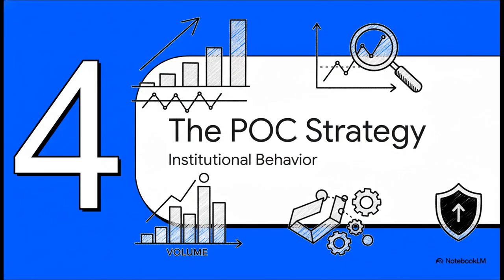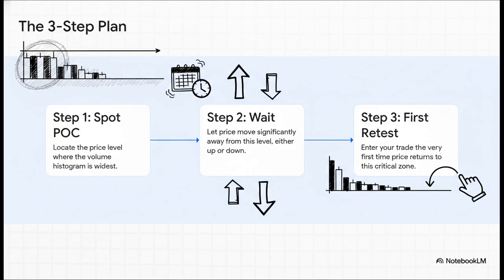Okay, so this is all great information, but how do we actually trade with it? Let's build a real actionable strategy based on what we now know about institutional behavior. Here's the playbook. It's a simple three-step process. Step 1, spot the point of control. Just find that widest part of the histogram. Step 2, wait. You got to be patient and let the price move significantly away from it. Then, step 3, this is where you act. You trade the very first time price comes back to retest that critical zone.